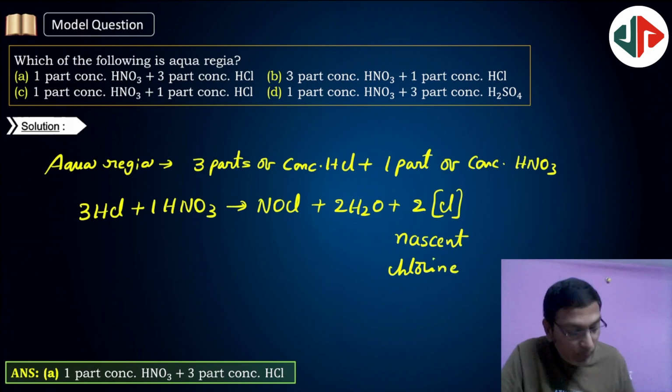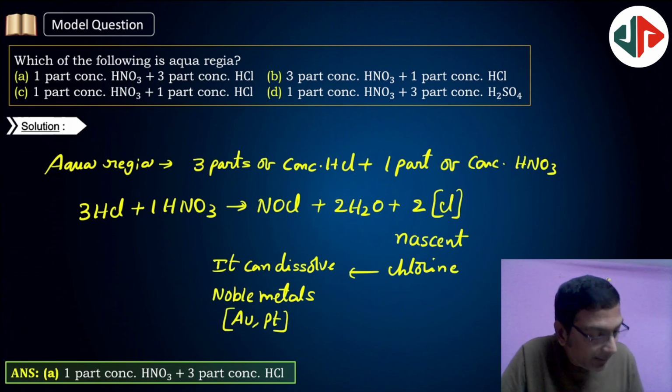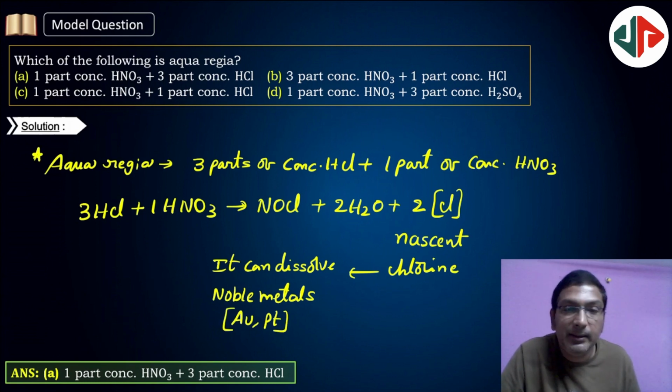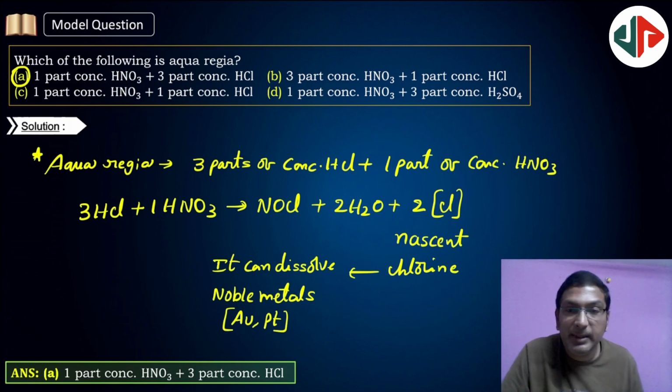So it can dissolve noble metals, that is gold and platinum. Very important. So what is the use of aqua regia? To dissolve noble metals, gold and platinum. Option A. So due to the presence of nascent chlorine, it can dissolve noble metals. Next.